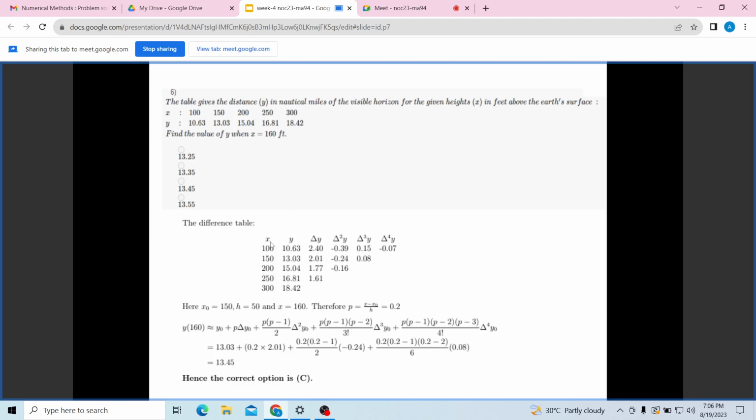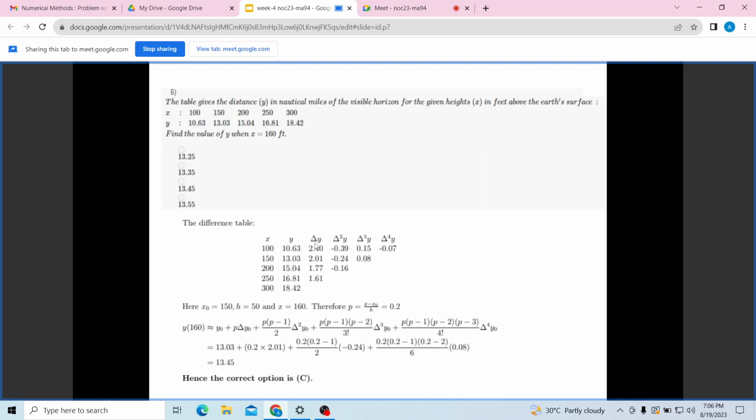So just write all the x values that you have been given, that is 100, 150, 200, 250 and 300. Then write the corresponding y values, that is, sorry, corresponding distances. So at 100 feet the distance is 10.63 nautical miles. Similarly for 150 it's 13.03, for 200 it's 15.04, for 250 it's 16.81, for 300 it's 18.42.